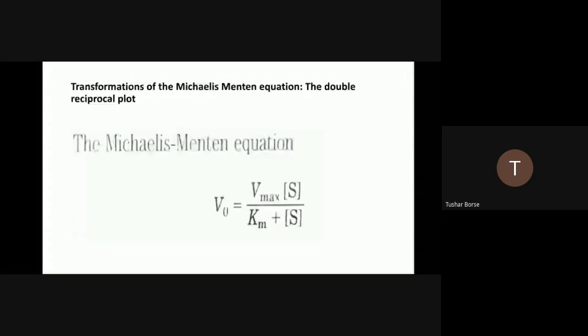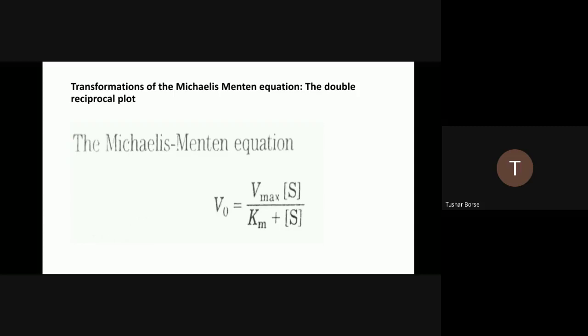So, whatever graph we have seen before, like that rectangular hyperbolic graph, the value of Vmax can be approximated from that graph. That was the basic graph which they have plotted. But with the double reciprocal plot, we get more accurate values of Vmax and Km. But why can't you get the exact values in the rectangular hyperbola?